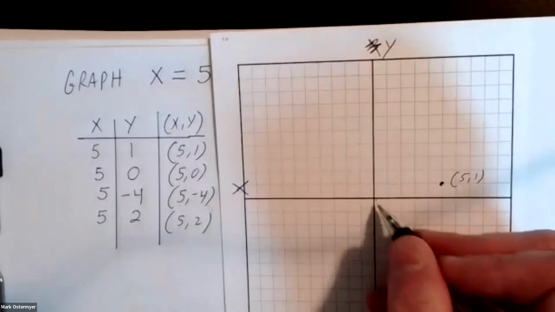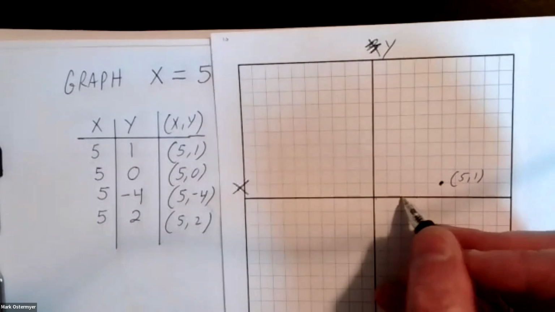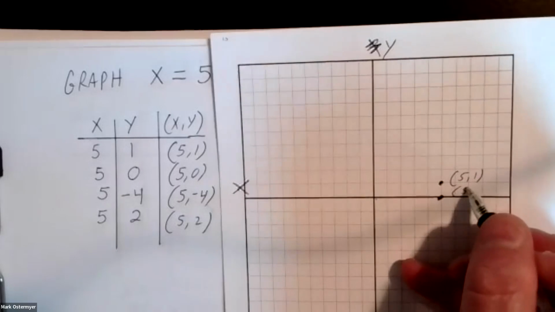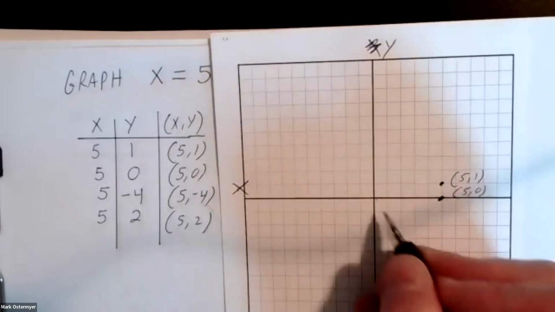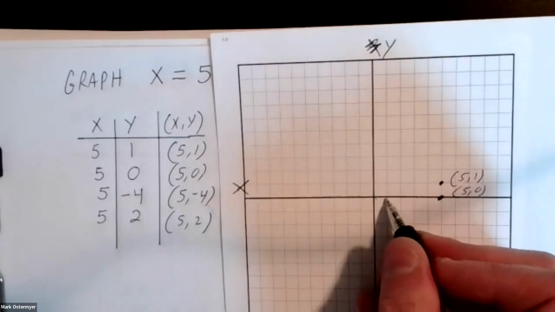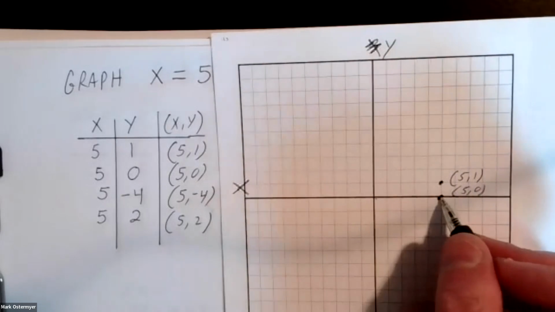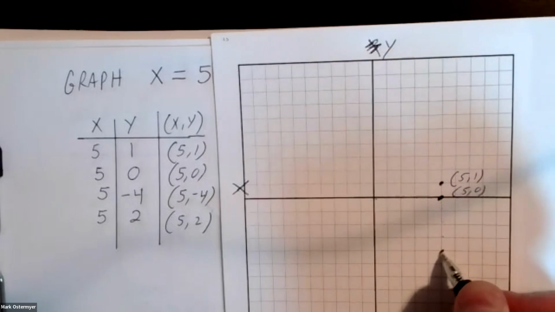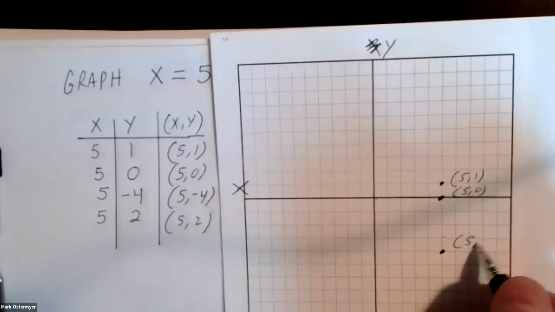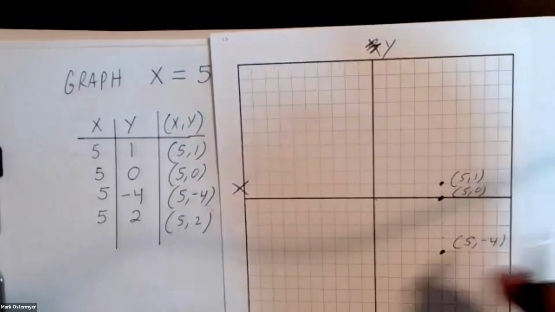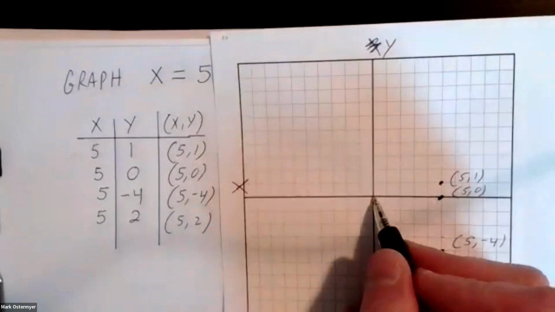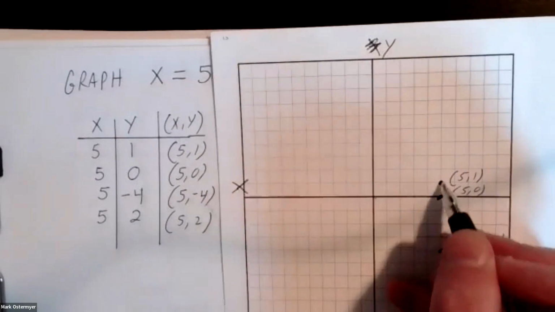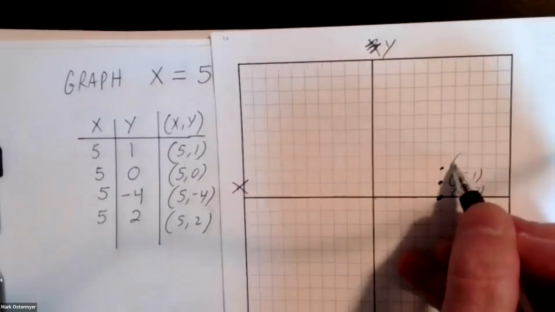Plotting (5, 0), start at the origin, go 5 to the right, 1, 2, 3, 4, 5, and then stay right on the x-axis. There's (5, 0). (5, -4), start at the origin, go 5 to the right, 1, 2, 3, 4, 5, then down 4: -1, -2, -3, -4. Start at the origin, plot (5, 2), go 5 to the right, 1, 2, 3, 4, 5, now up 2, 1, 2, there's (5, 2).